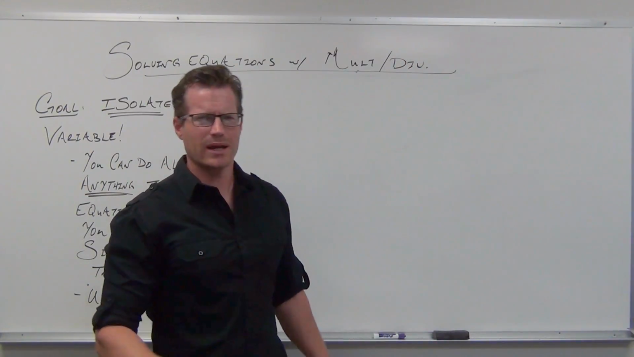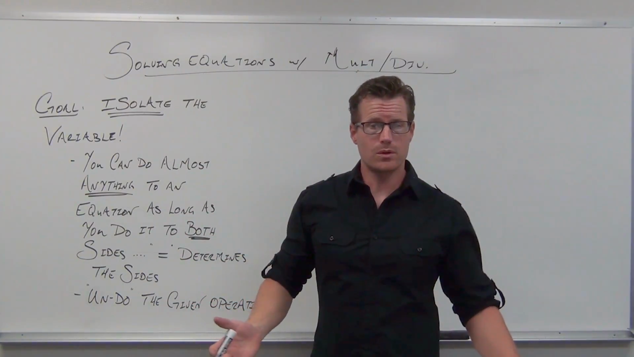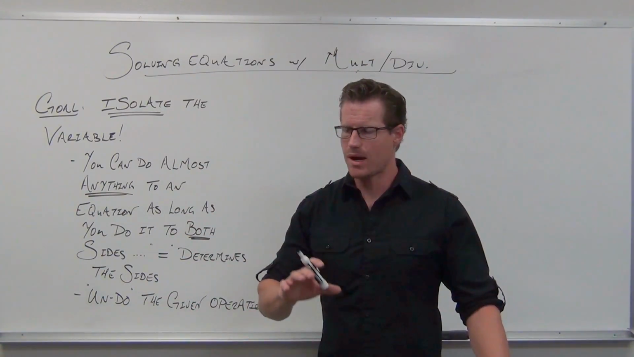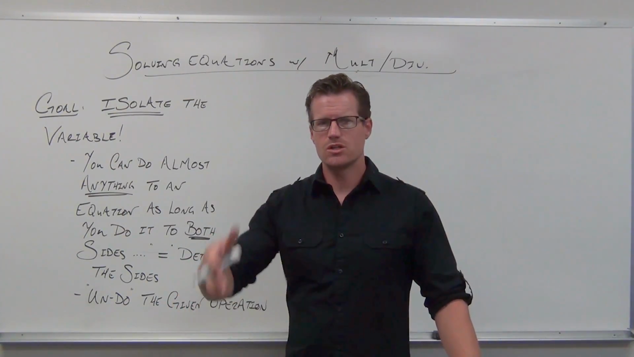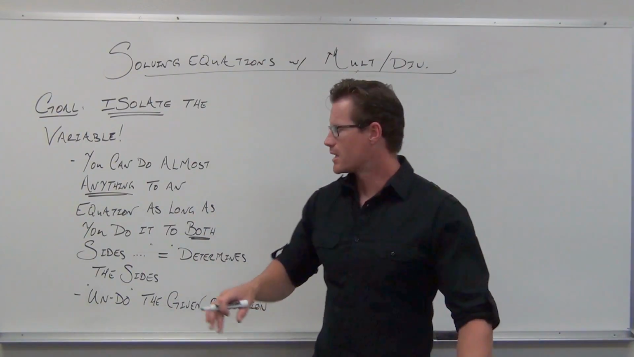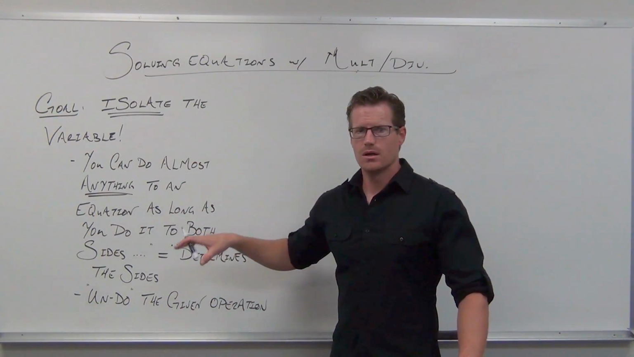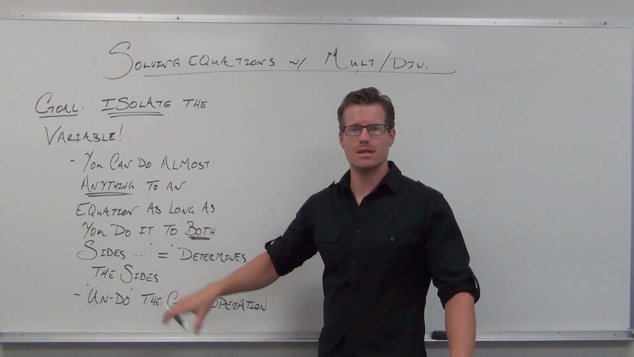Now, we're not going to spend a whole lot of time going through our goals. It's the same goal. Your goal is still isolate the variable, get it by itself. We learned in the last video that we got these things called equations. We put our little line there saying you got both sides, and you can do whatever you want as long as you're following these two things here. Do whatever you want as long as you're doing it to both sides and you're undoing the given operation.